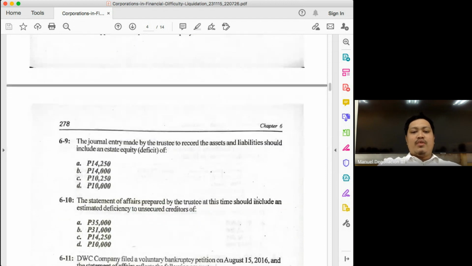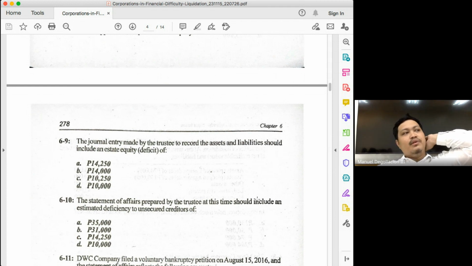For problem 6-10, the question is how much would be the deficiency to unsecured creditors? Basically, class, it would be the unsecured creditors that will suffer the deficit, or the deficiency. And we have already determined that our deficiency was 14,250. So the answer to number 10 would also be 14,250. Why is there a deficiency? Because again, the assets are not sufficient to pay off your liabilities. Okay.